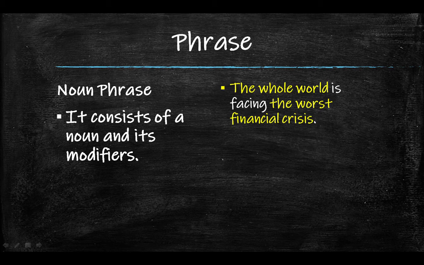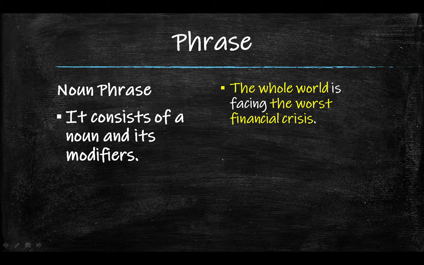World is noun here, whole is adjective, and the is article, and both of them are noun modifiers. This phrase consists of noun world and two modifiers, the and whole. This is how noun phrases are composed. The worst financial crisis. Crisis is your noun, and the worst financial, all these three words, are noun modifiers. So there are so many noun phrases, so common.